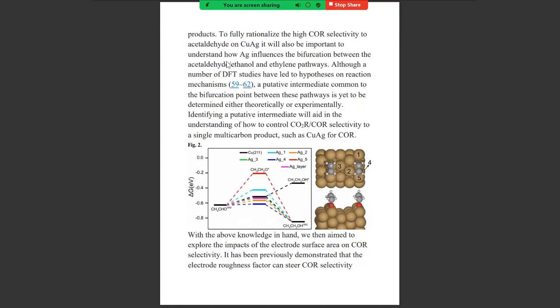it was also important to understand how silver influences the bifurcation between the acetaldehyde and ethanol pathways. A number of DFT studies have led to proposed reaction mechanisms, but a putative intermediate common to the bifurcation point between these pathways is yet to be determined either theoretically or experimentally. Identifying a putative intermediate will aid in understanding how to control COR and produce certain single multi-carbon products such as with copper-silver for COR.